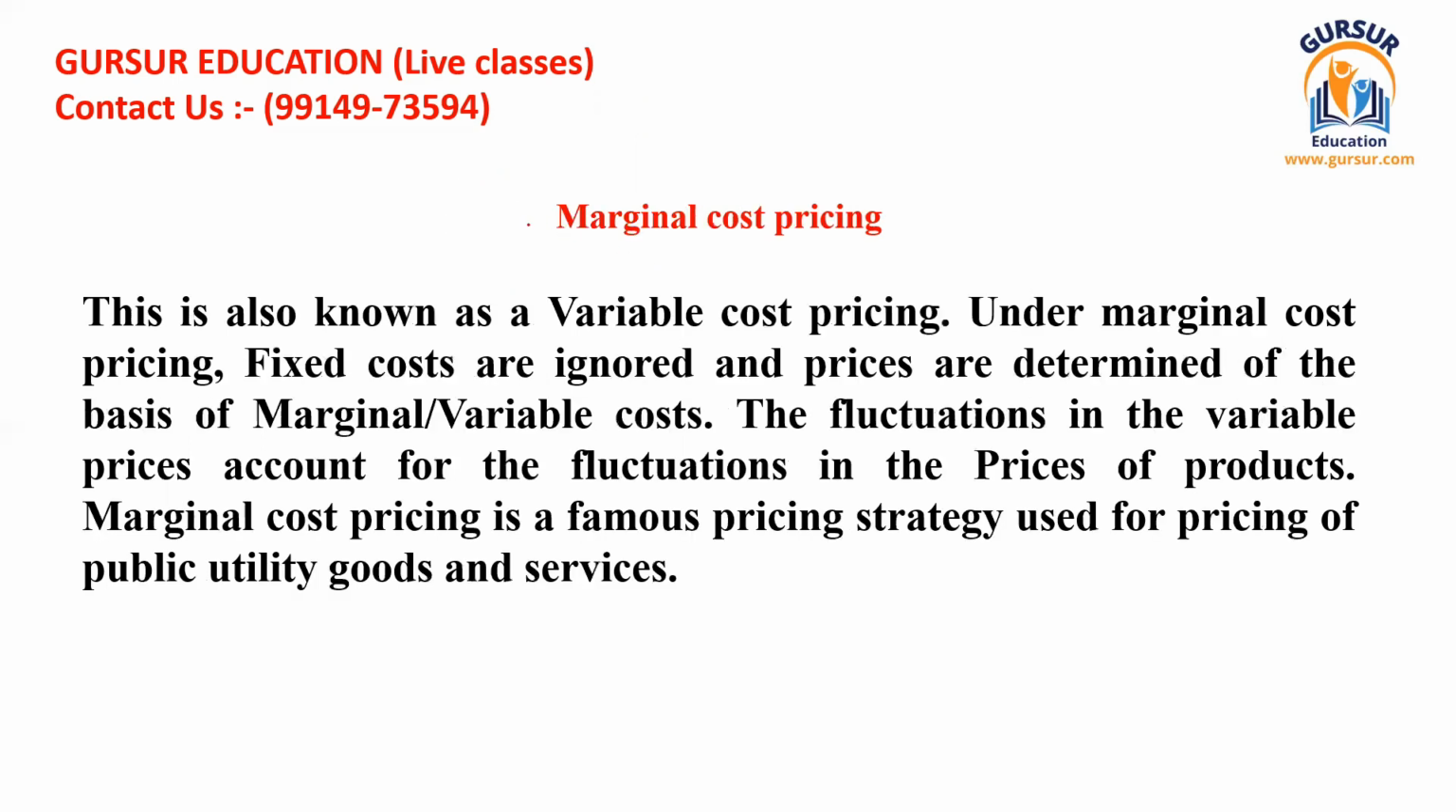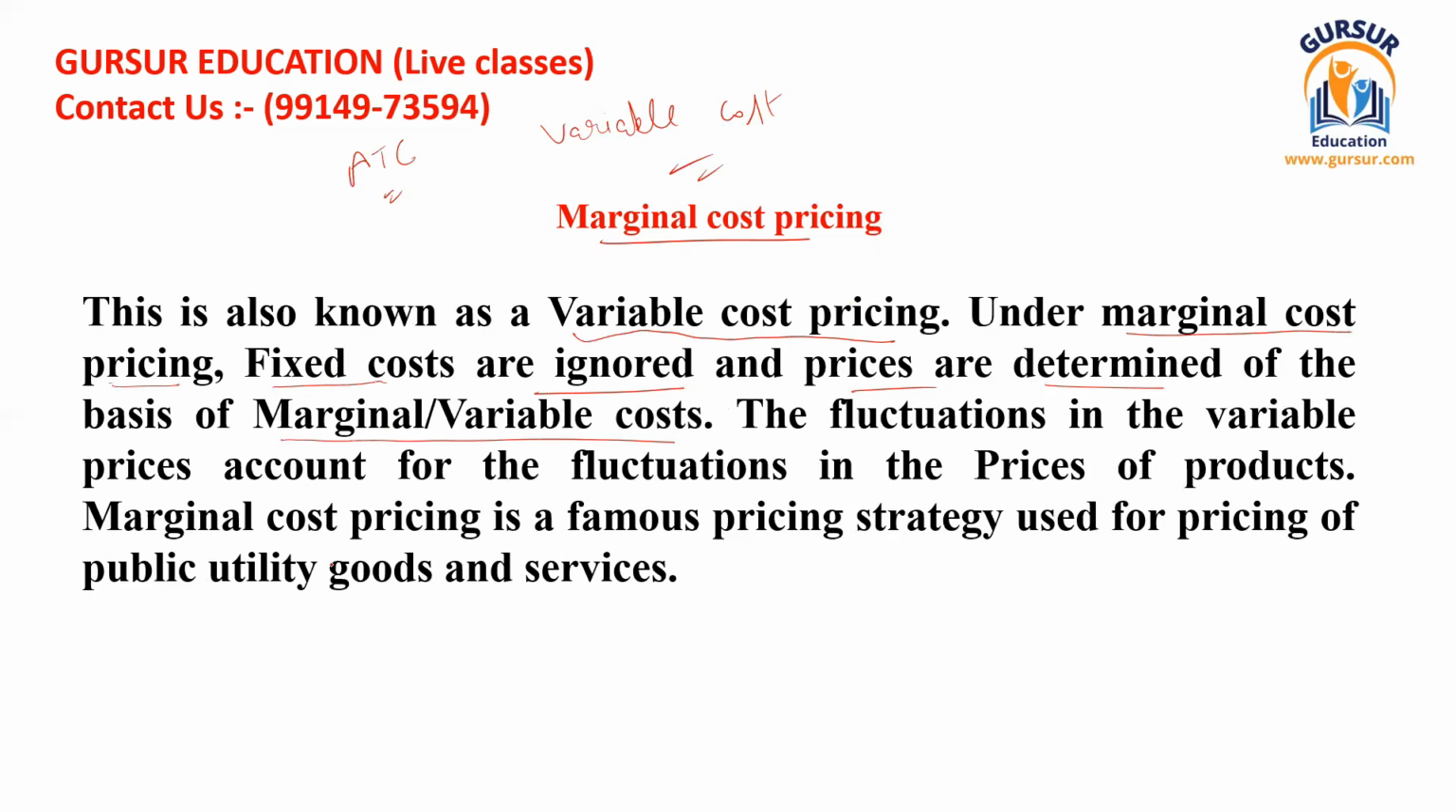The second one is marginal cost pricing. When you don't care about the average total cost, and you take into consideration only variable cost for arriving at the pricing policy, this is known as marginal cost pricing. This is also known as variable cost pricing. Under it, the fixed costs are ignored and prices are determined on the basis of marginal or variable cost only.